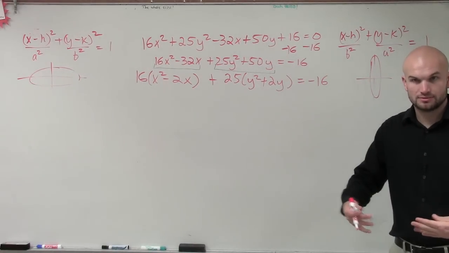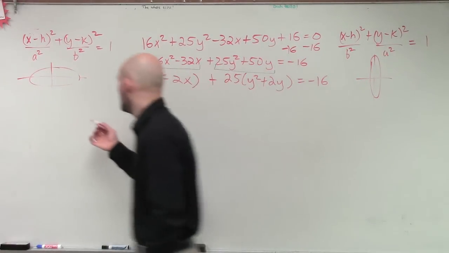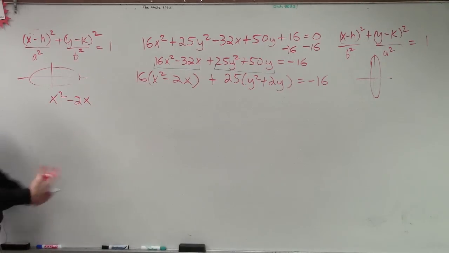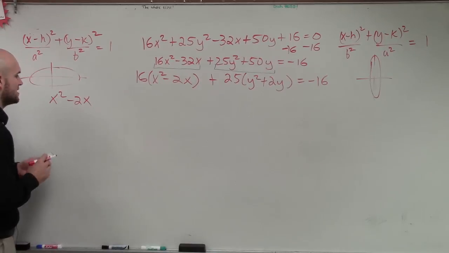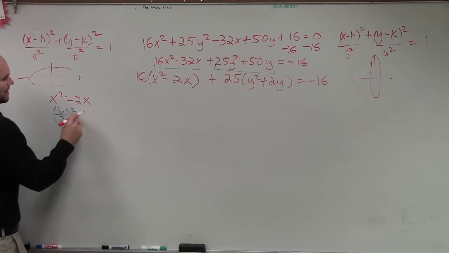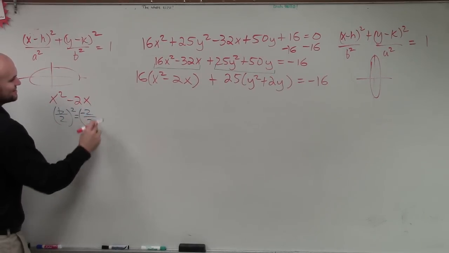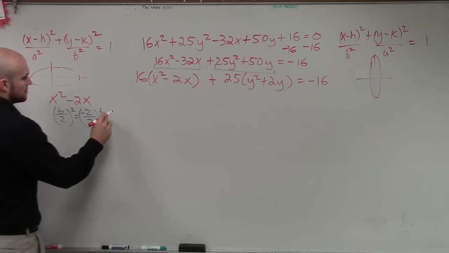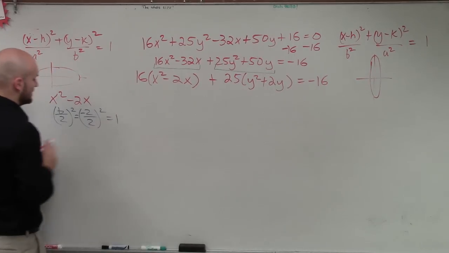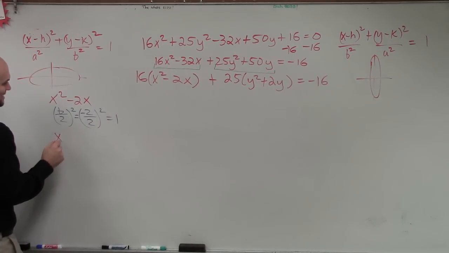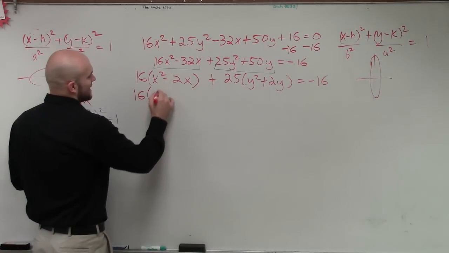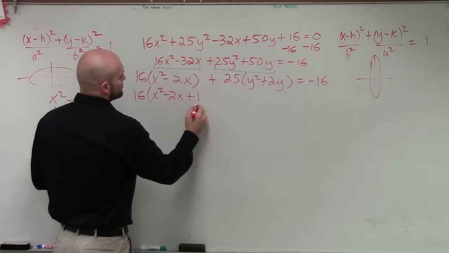Right? So to do that, let's do the x's over here. I have x squared minus 2x. Let's create this into a perfect square trinomial, one that we can factor down. So remember, I have to do b divided by 2 and square it, which in this case is negative 2 divided by 2 squared, which is 1. So therefore, I'm going to have x squared minus 2x plus 1. So I have 16 times x squared minus 2x plus 1.